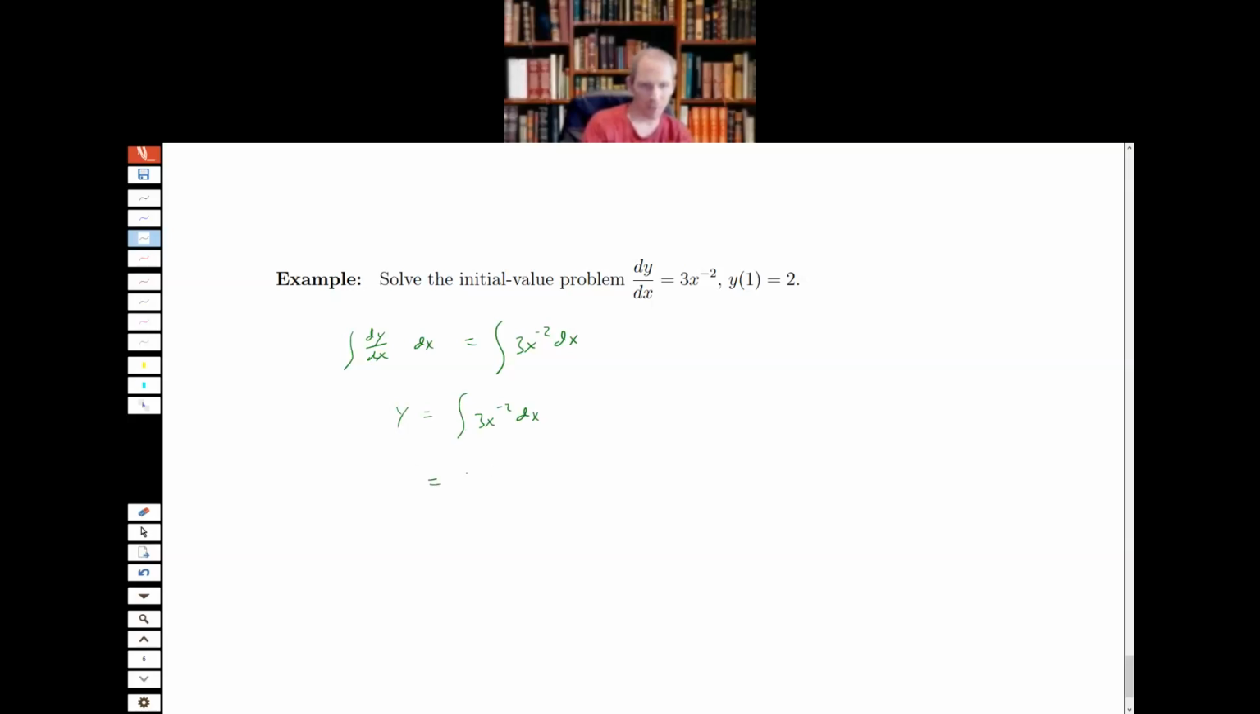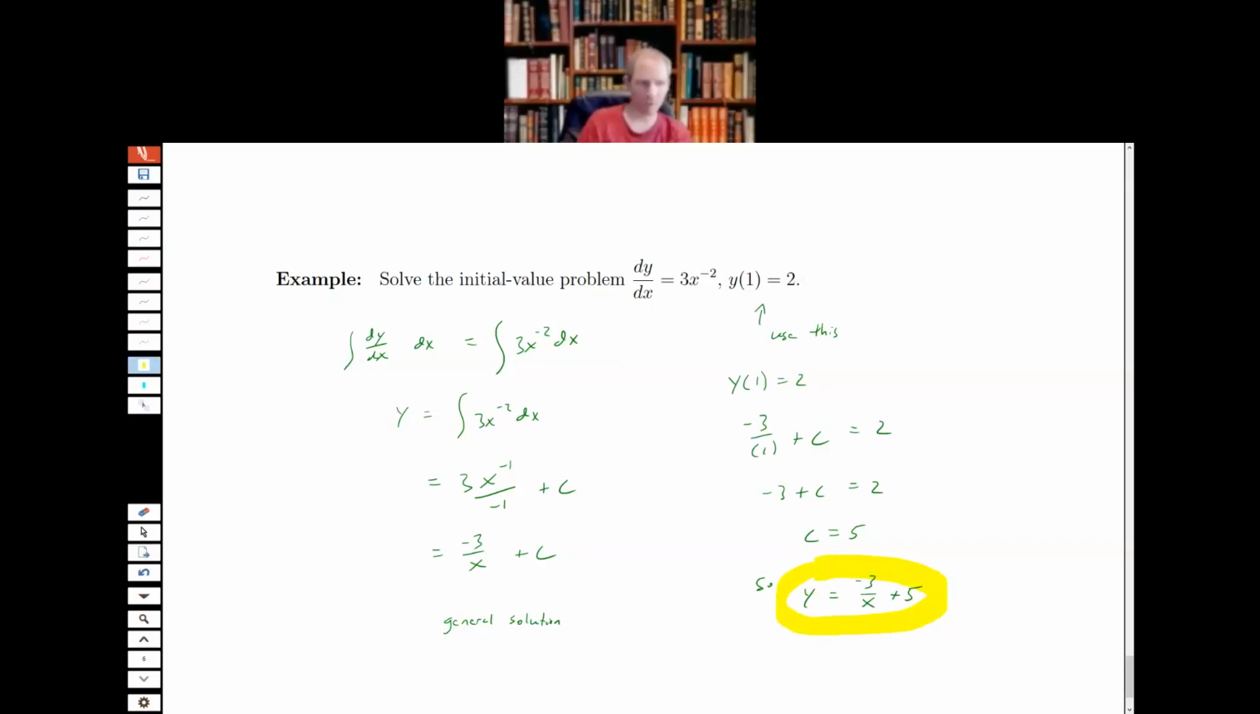Okay, and for this function, I'm going to use the power rule. Add 1 to the power, divide by the new power. Okay, so I get negative 3 over x, right? So this is my function y. This is my general solution. So now I plug in to find the c and get a particular solution. So y of 1 equals 2. Right? So negative 3 over 1 plus c equals 2. So negative 3 plus c is 2. Add 3 to both sides, and I get c is 5. So y equals negative 3 over x plus 5.